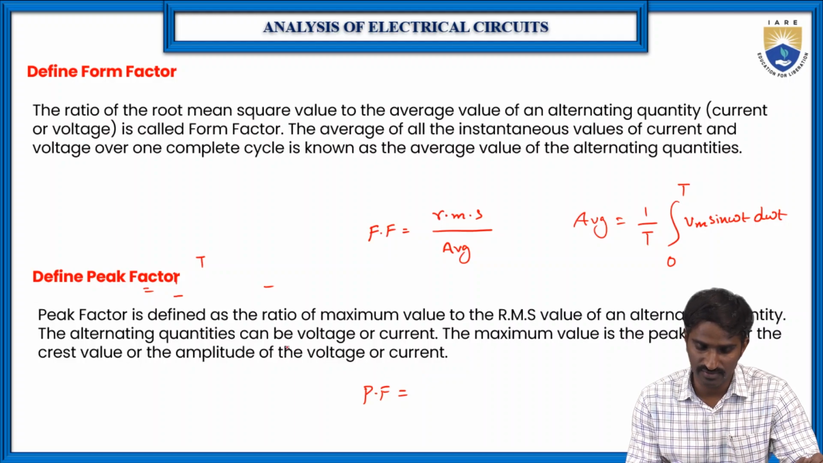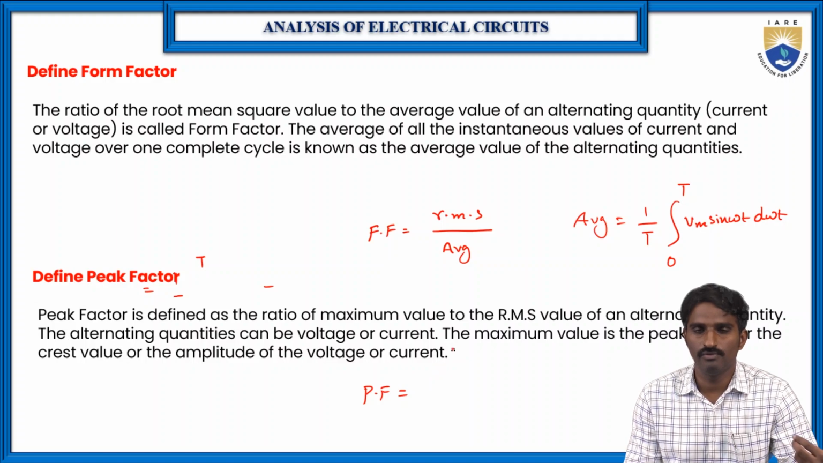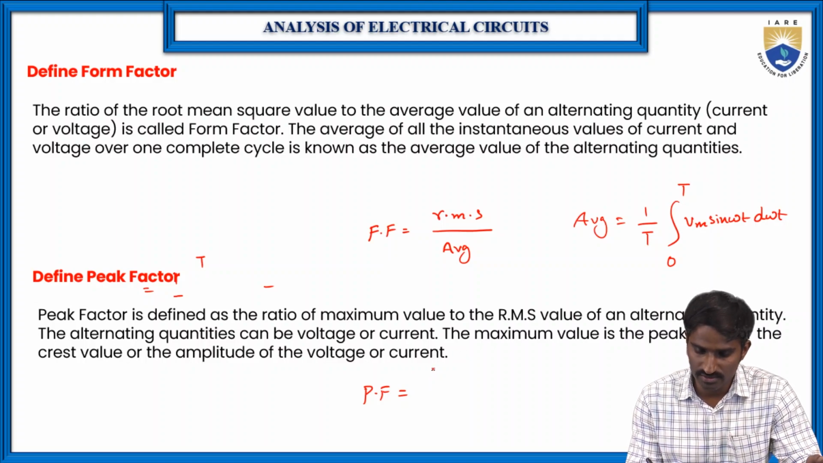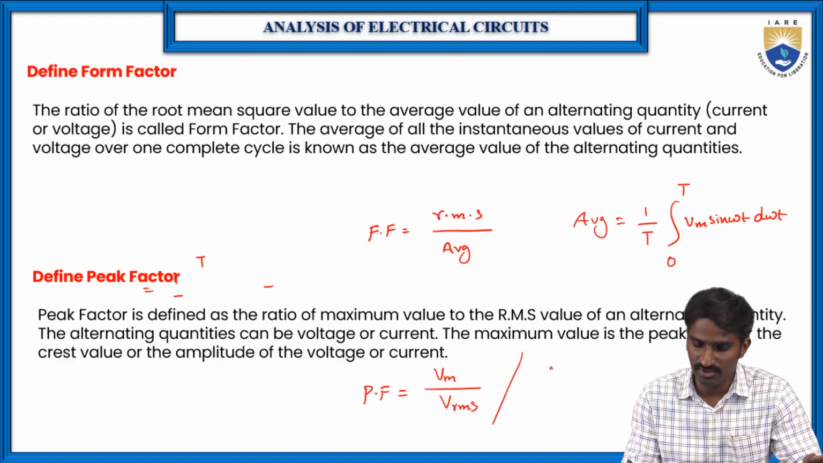The peak factor is equal to the ratio of the maximum value to the RMS value. Suppose you want to find the peak factor for the alternating voltage waveform, then it is Vm, which means the maximum or peak value, by the RMS value, Vrms. Similarly, for the current waveform, it is Im by Irms.